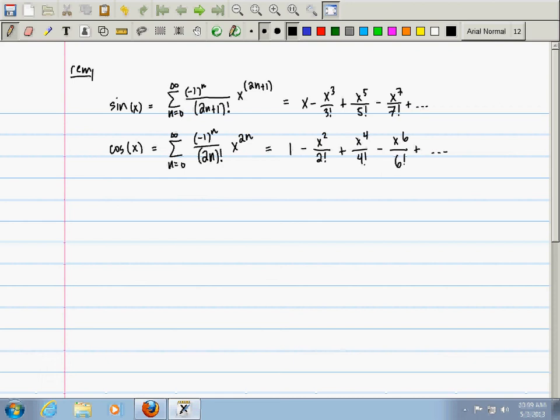Okay, so now here's an interesting one. One that we didn't do, but you should do in your own time just to verify. You know, sine has the odd terms, and cosine has the even terms. Is there anything that has all of those terms? Tangent would be a good idea, but no, not tangent. How about... We already saw it once. I've already written it down for you once. E to the x. Right. E to the x.